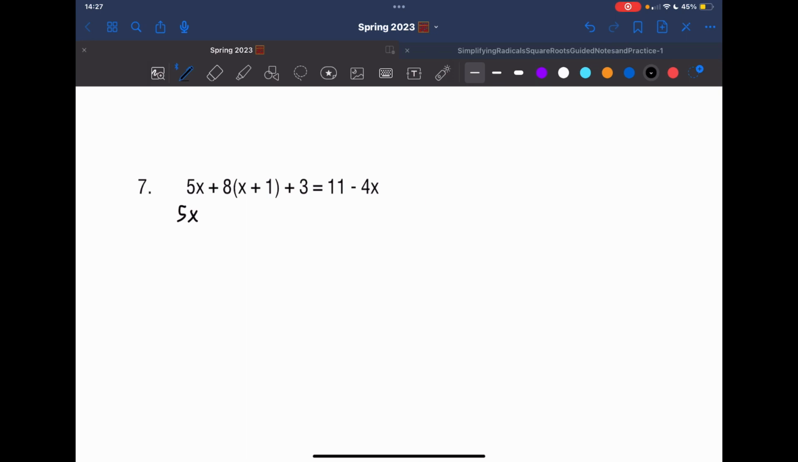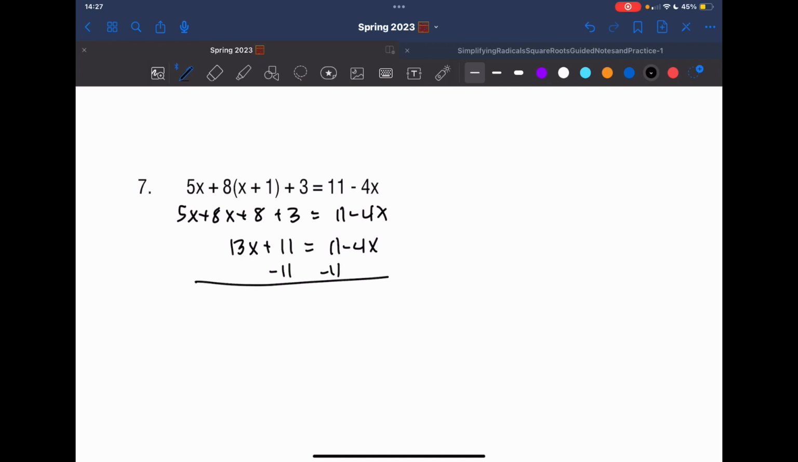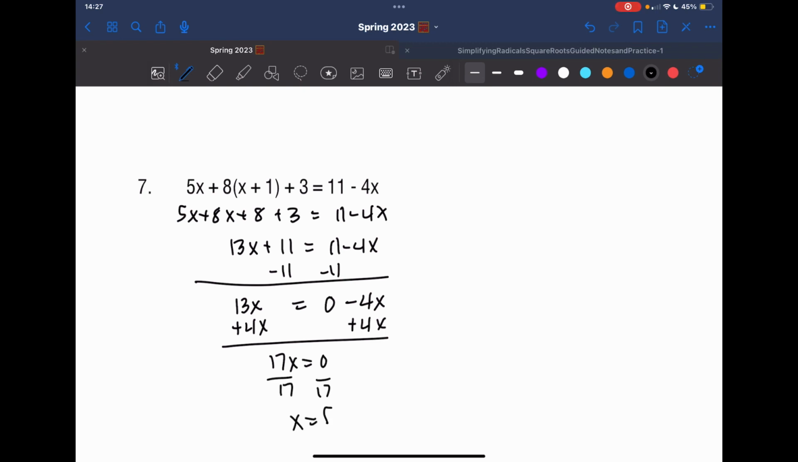Number 7, you're going to distribute the 8. It's going to be 5x plus 8x plus 8 plus 3 equals 11 minus 4x. You have 13x plus 11 equals 11 minus 4x. Subtract 11 from both sides. Note what I'm doing here. I'm going to write a 0. 0 minus 4x. We're going to add 4x to both sides. We're going to have 17x equals 0. Divide by 17. X equals 0. That's your solution.